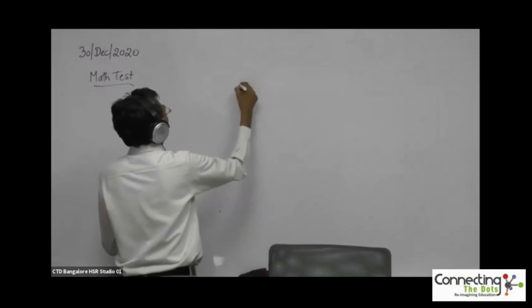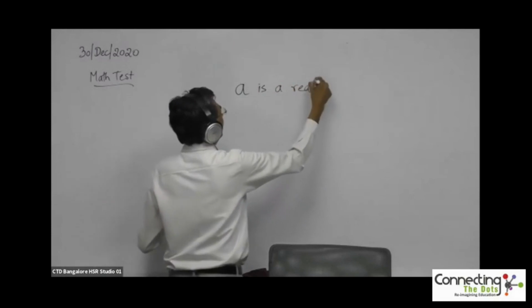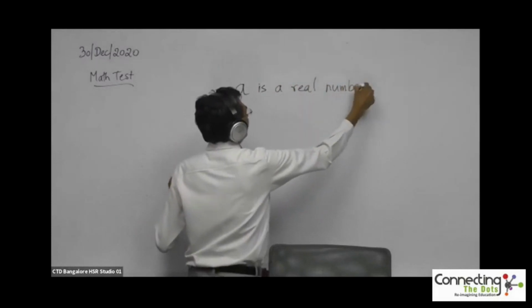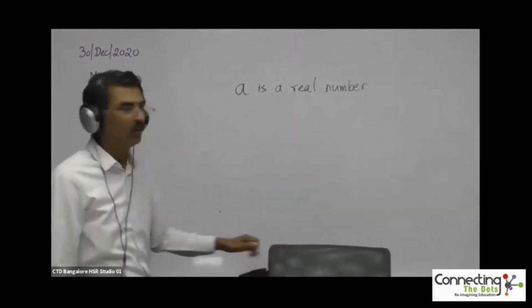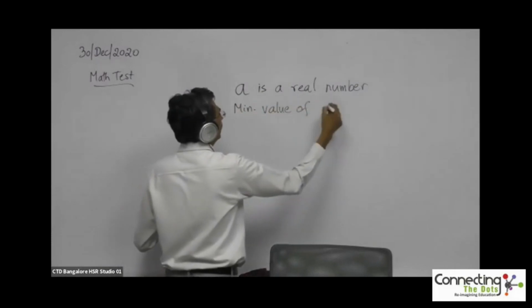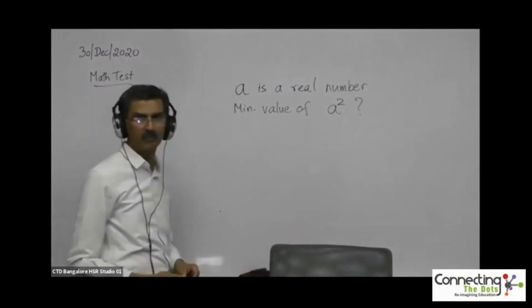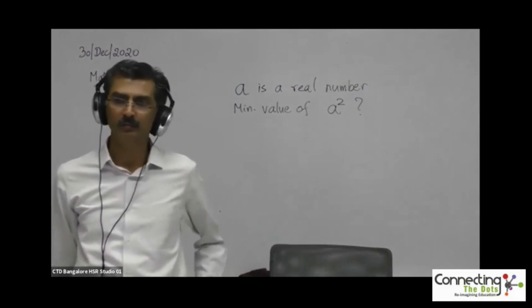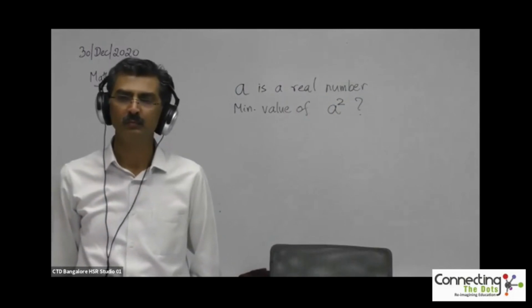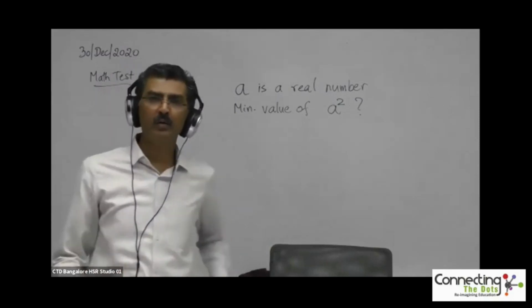One is, suppose a is a real number. A is any real number. What is the minimum value of a square? 0. Absolutely, right? The minimum value, and you understand what it means.